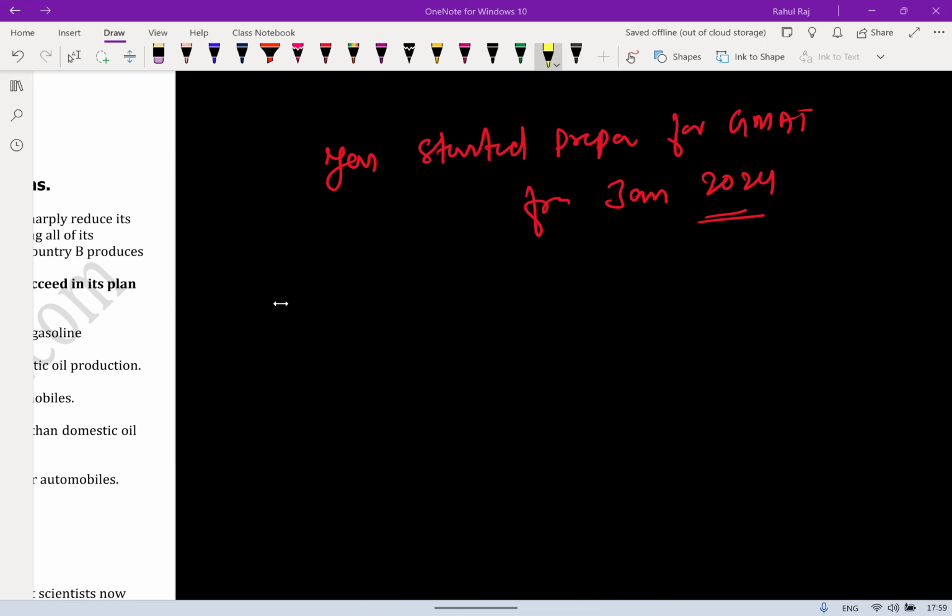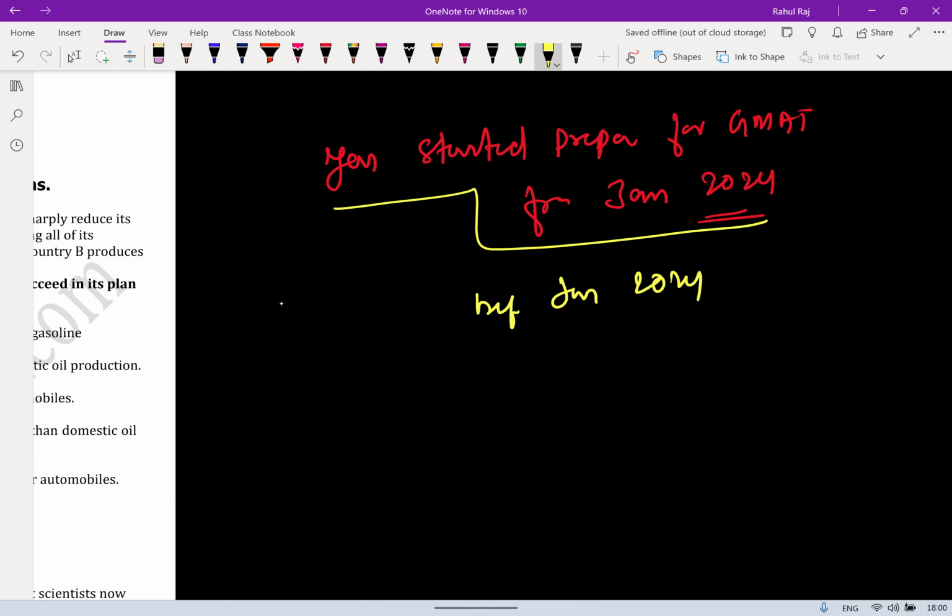What is the inference to this statement? The preparation has already started. No. So the inference to this statement is that you have never prepared for GMAT before January 2024. Not that you have started your preparation, you are looking for 780, or you are studying for these many hours. Those things are all corrupt. The inference to this statement is that you have never prepared for GMAT before January 2024.